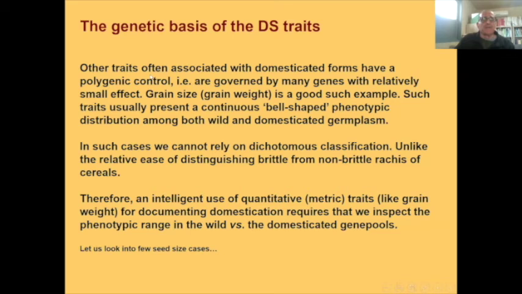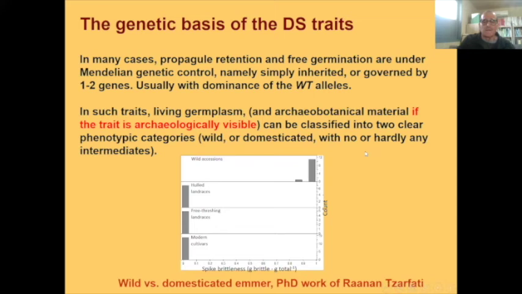Other traits that most people consider associated with the domestication condition, but that we think evolved under domestication, post-domestication, are governed by many genes with relatively small effect. This is what geneticists call quantitative traits. An example for such a trait is grain size. It is a very good example. It usually presents a continuous bell-shaped phenotypic distribution when you study wild material and domesticated germplasm. In such cases, we cannot rely on dichotomous classification like in the case that you see here.